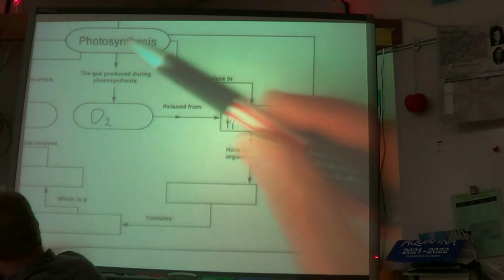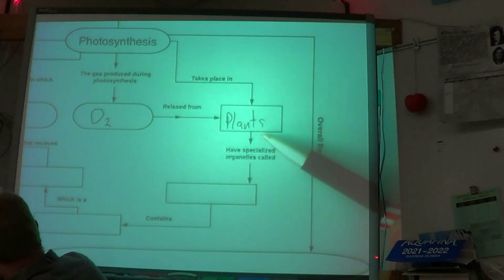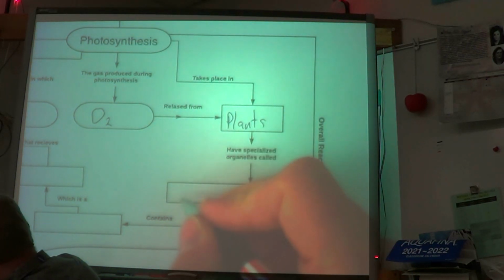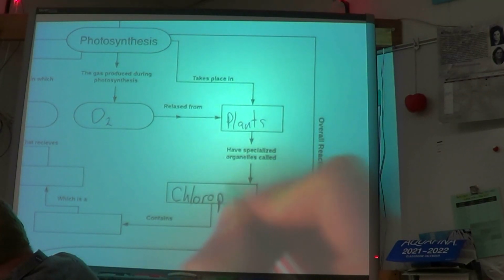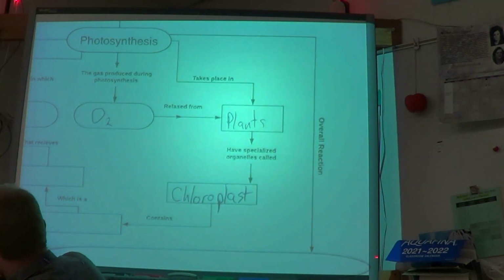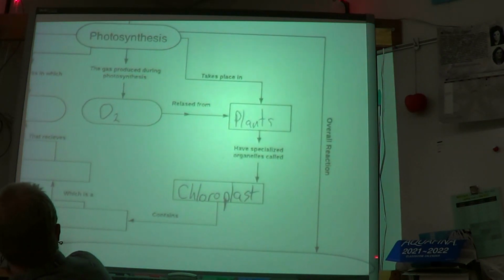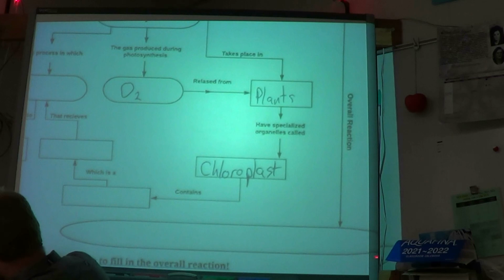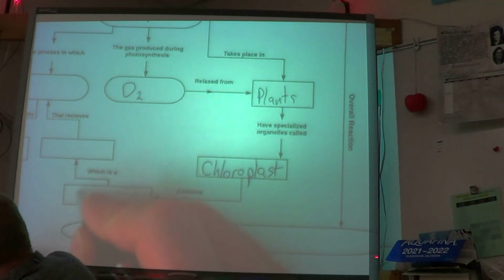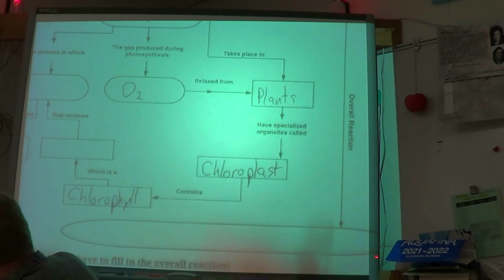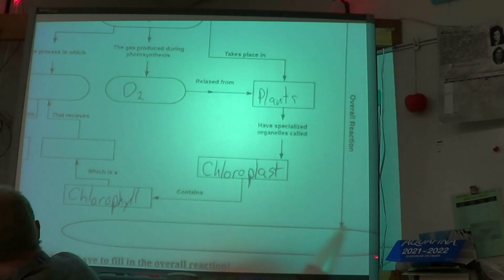So photosynthesis takes place in plants, and they have specialized organelles called blank, which is where photosynthesis occurs. The chloroplasts. The chloroplasts. Okay. And chloroplast contains blank, chlorophyll, and chlorophyll is that green stuff. When you get grass stains, that's chlorophyll.